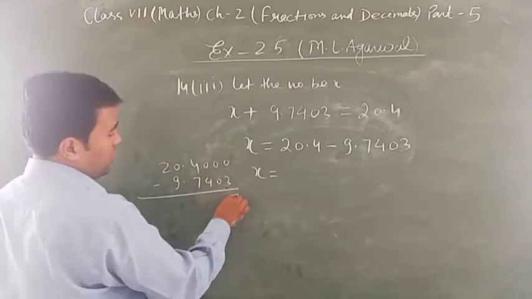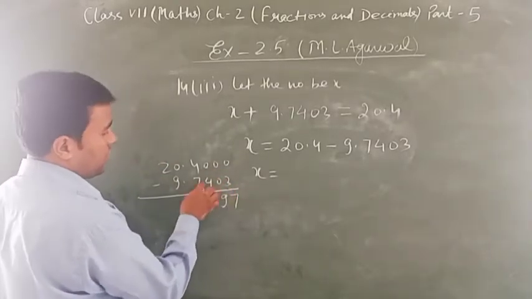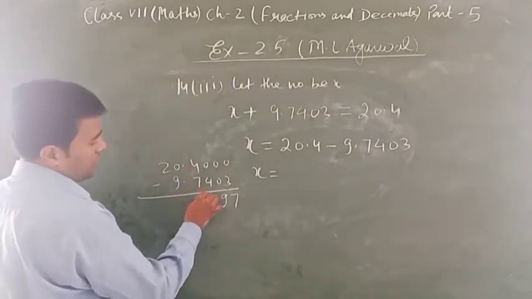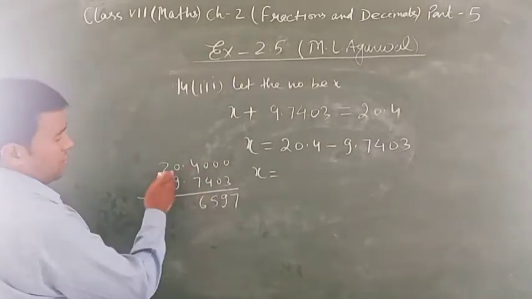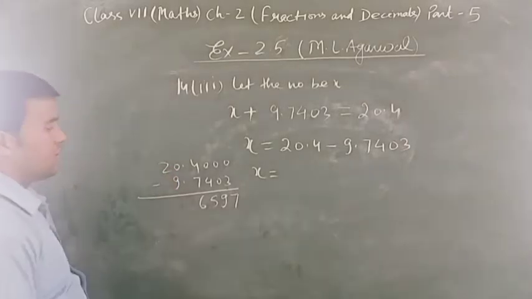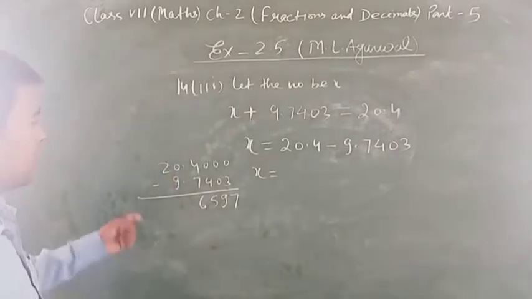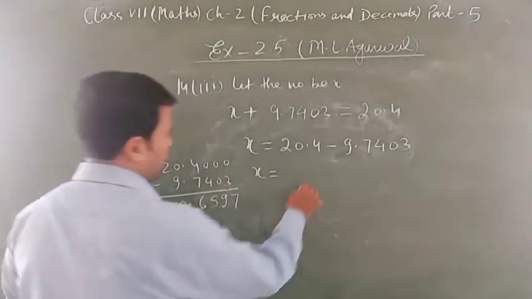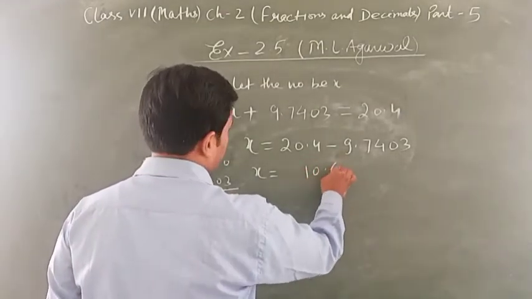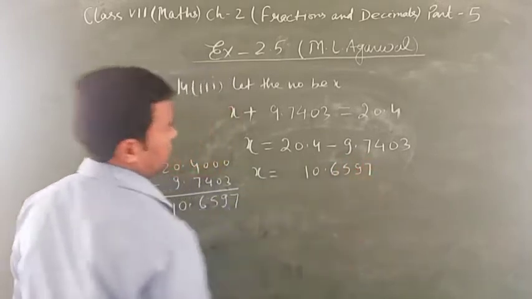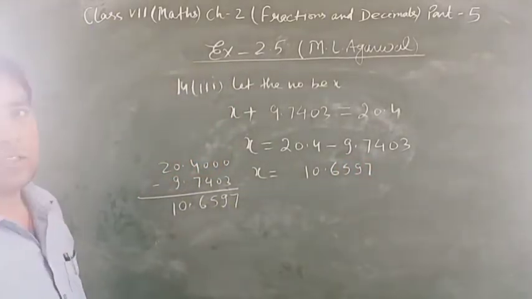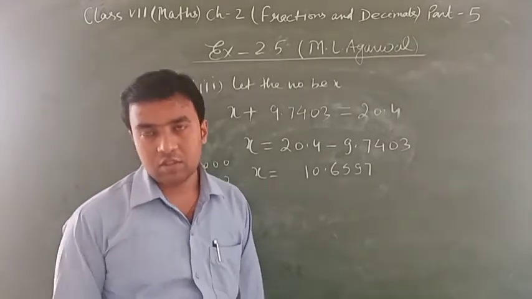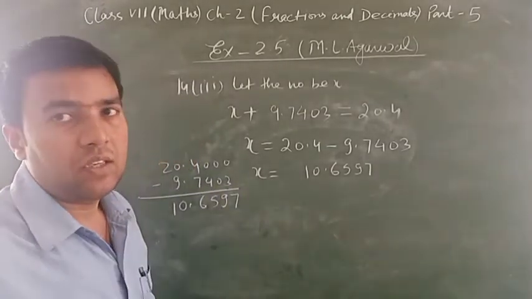Here you can write 0, 0, 0. 10 minus 3, 7. 9 minus 0, 9. 9 minus 4, 5. Here it is 13. 13 minus 7, 6. Then here, 19 minus 9, 10.6597. That is the answer. This exercise is also complete. Note down this, then I will explain the next exercise.